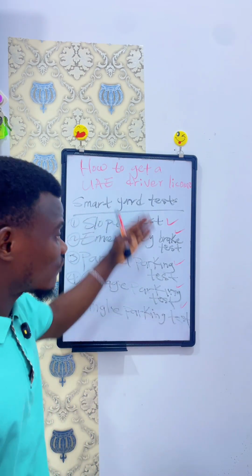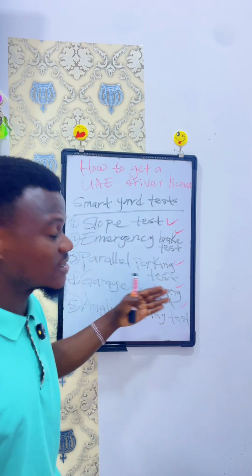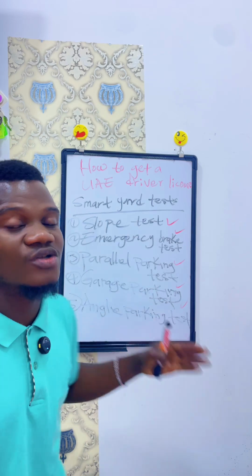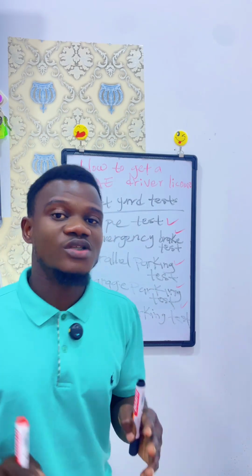RTA is the same formula. You need to pass everything. If you pass in 4 for the first time, you come back for the balance 2 until you pass in everything.